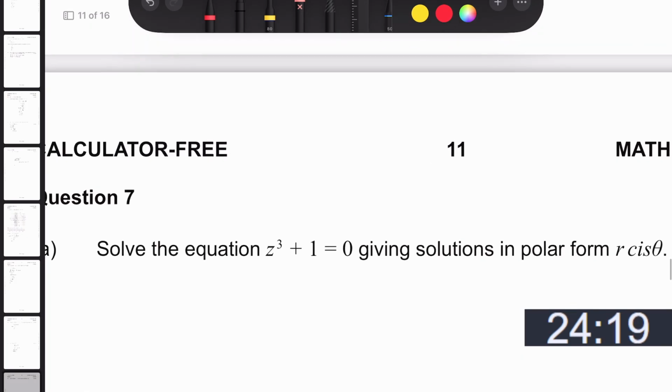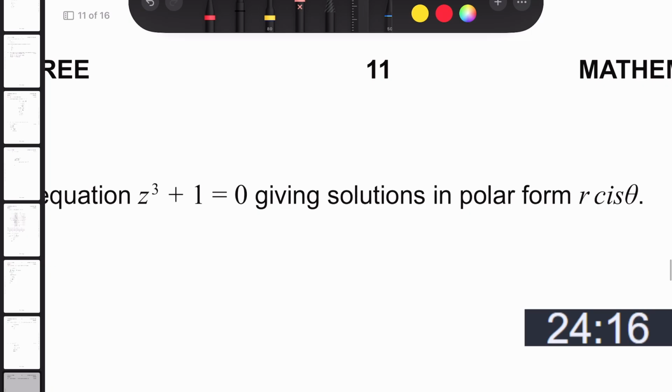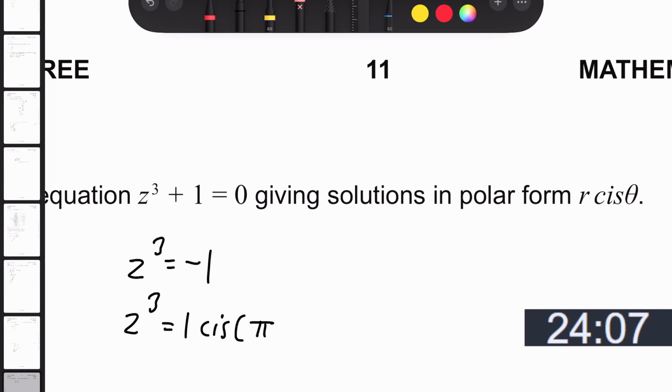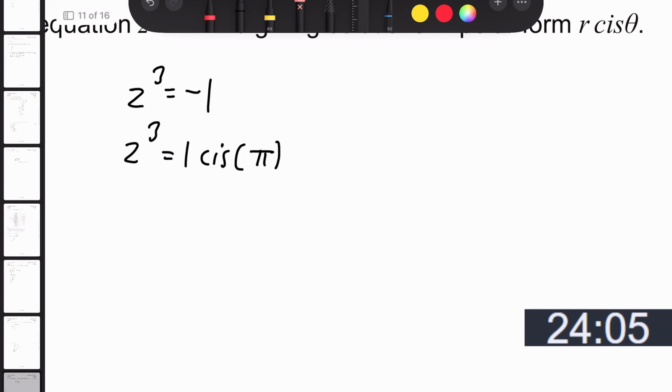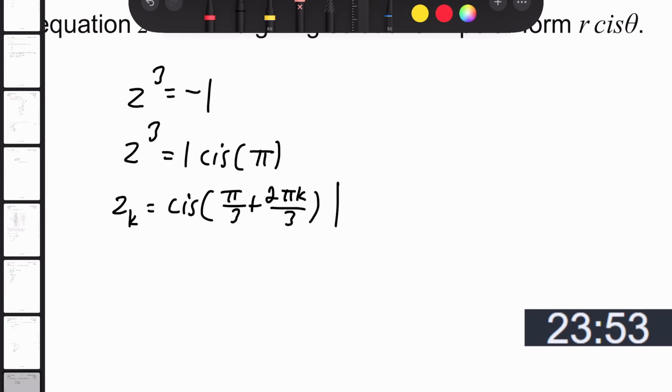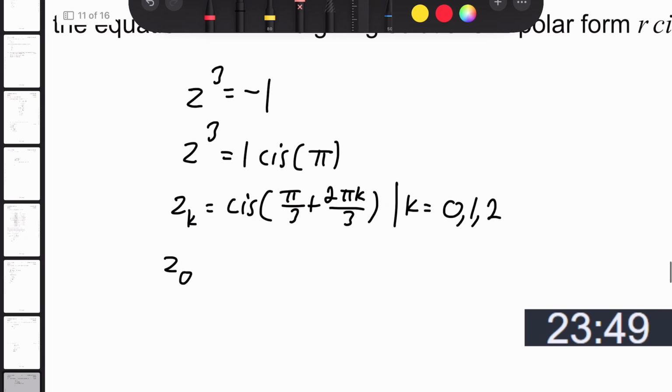Solve the equation, giving solutions in polar form. So let's say z to the power of 3 is going to equal negative 1. So z to the power of 3 is going to equal 1 cis of pi. So z_k is going to equal cis of (pi on 3 plus 2 pi k on 3), given that k is going to equal 0, 1, and 2. So then z_0 is going to equal cis of pi on 3.